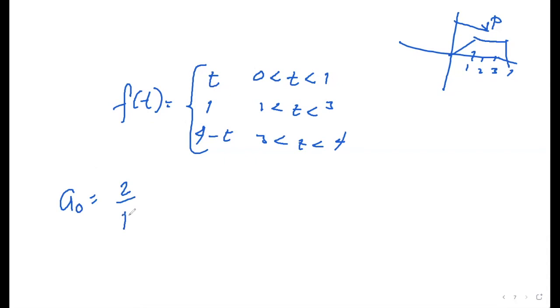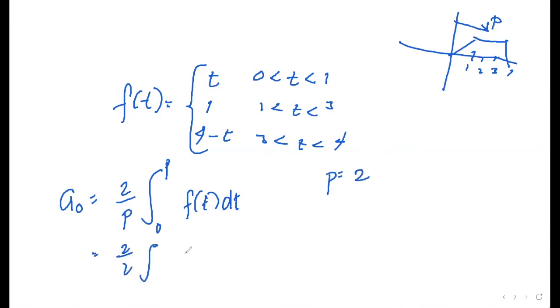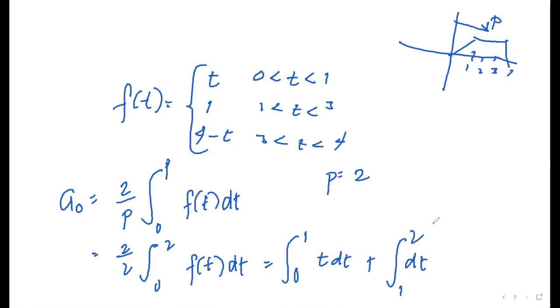Now for our a sub 0, the formula is 2 over p times the integral of f of t dt with limits from 0 to p. Our p, or 1/2 of the period, is 2, so the interval will be 0 to 2. So we have two different values of the function for this particular interval. From 0 to 1, you have t, and from 1 to 2, the value is 1. And you just continue solving these Euler constants a sub 0 and a sub n. So for you to check your answer, a sub 0 is 3/2.